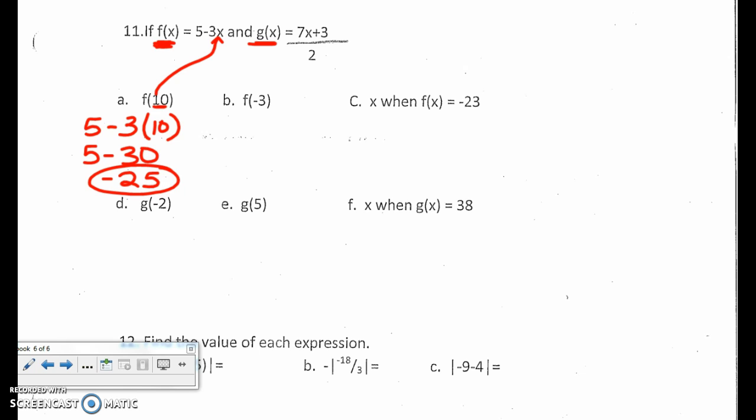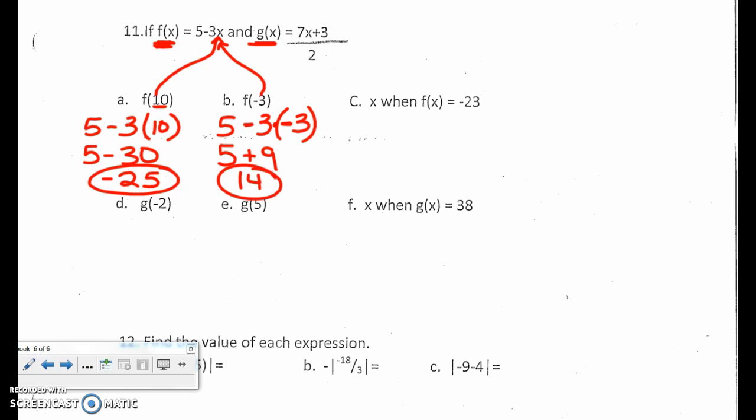Letter B, same idea. We're given an input, so we're going to put it in for x and solve. So we have 5 minus 3 times a negative 3. Make sure you know it's being multiplied and not subtracted. So we get 5 plus 9, because negative 3 times a negative 3 is a positive 9. So we get a positive 14 for our answer.